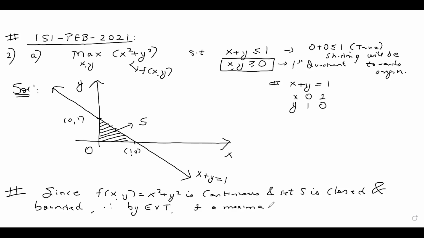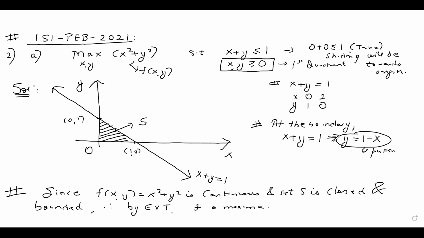Now, first of all, we need to find the stationary point. So what we are going to do is we are going to put the boundary. What is the boundary, guys? So I can say that at the boundary, x plus y is exactly equal to 1, which implies y is equal to 1 minus x. Putting this in the function f of x, y.